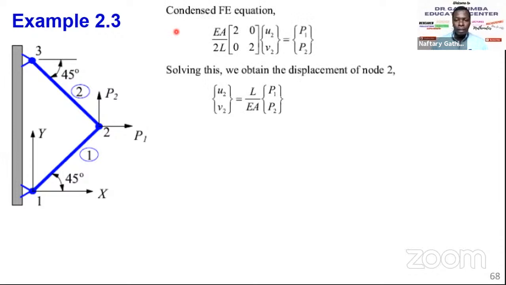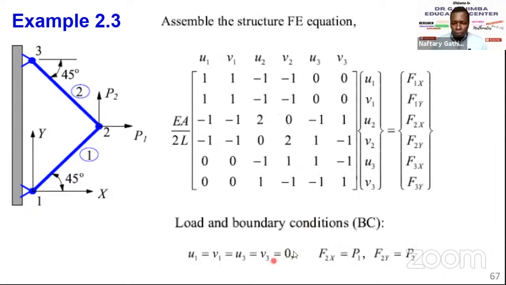So I'm moving faster because this is the same as what you did in the previous lecture. So in our condensed equation, when we remove the rows and columns associated with U1, V1, U3, V3, this U1 goes, V1 goes, U3 goes. So it's like this, and let me just illustrate for your case.